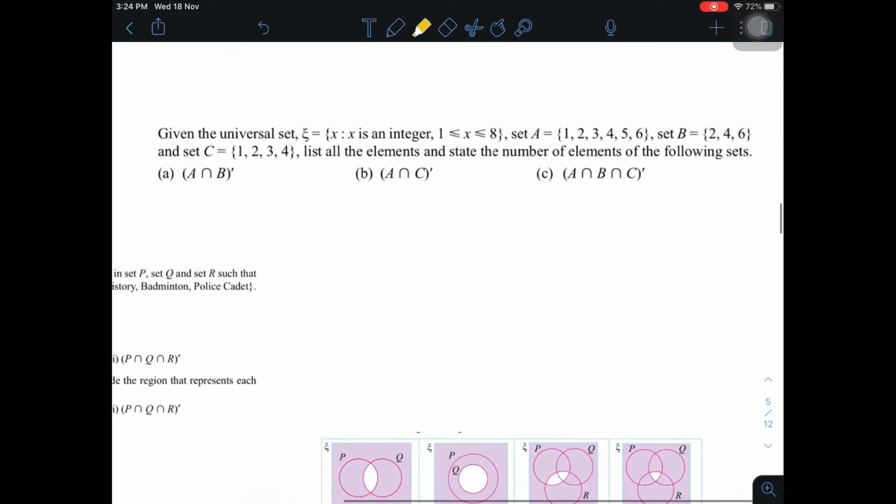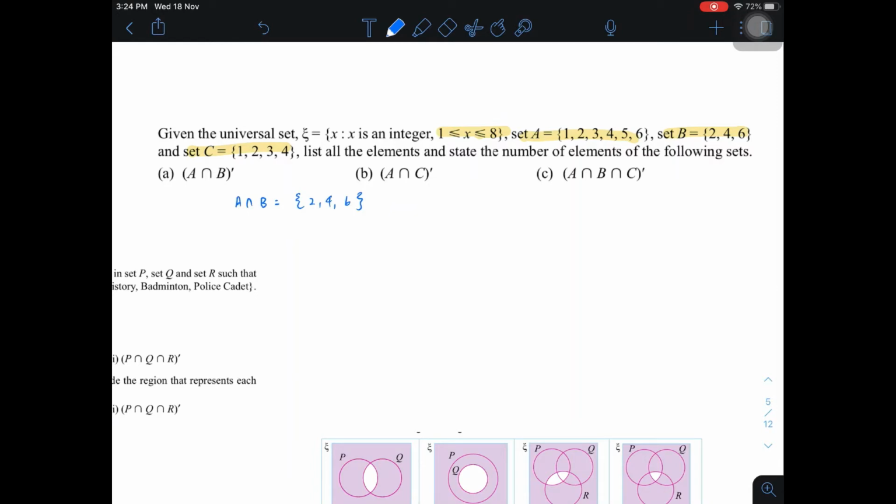So right now our limit is 1 to 8, and then set A is here, set B, and set C. List all the elements and state the number of elements for the following sets. So in order to understand the complements of an intersection, we need to understand what is the intersection between A and B first. So here I'll write then the intersection of A and B. If we check our similarities, which is similar to what we learned in the front, would be 2, 4, and 6.